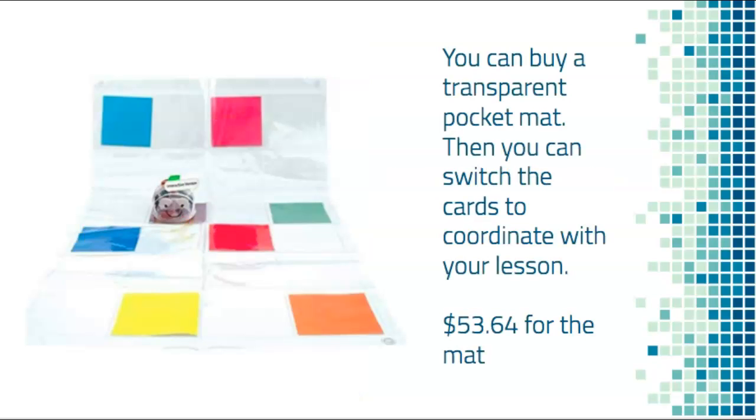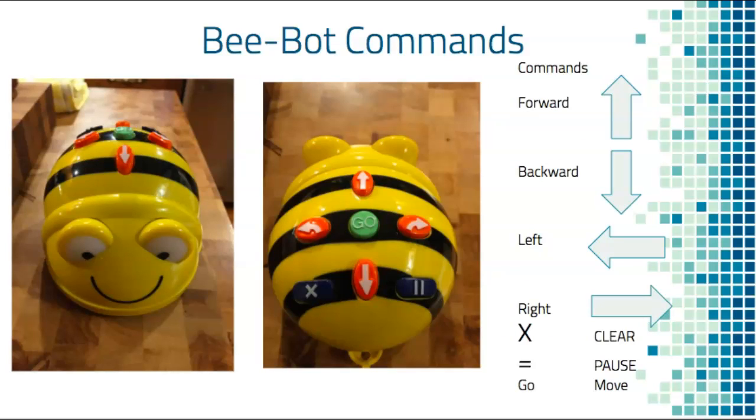Another option is you can buy a transparent pocket mat. Then you can switch the cards to coordinate with your lesson, and that's about $53.64 if you want to buy that mat. In the BBOT, you've got 7 different commands, and that is forward, back, left, right. If you've made a mistake and you want to clear it, pause, and then the middle has the go button.